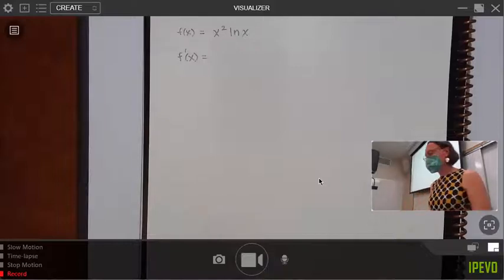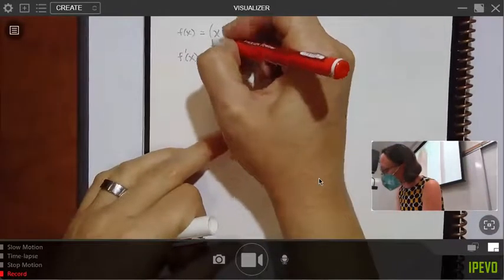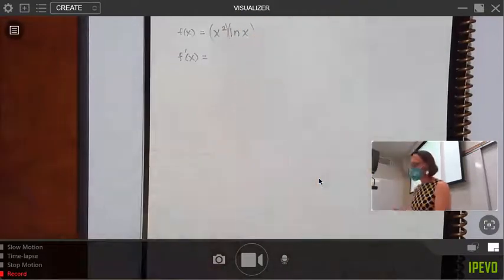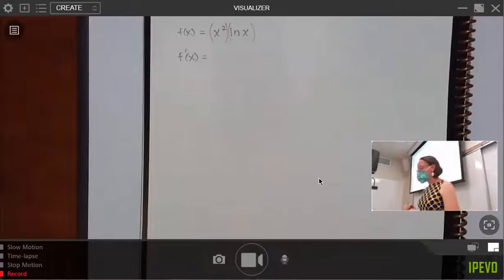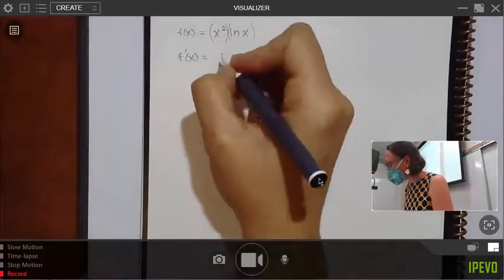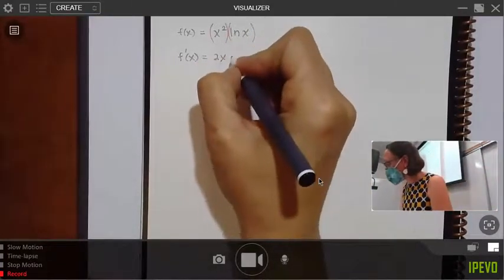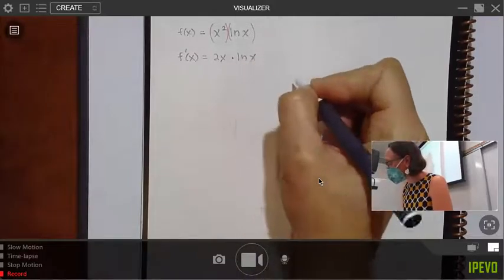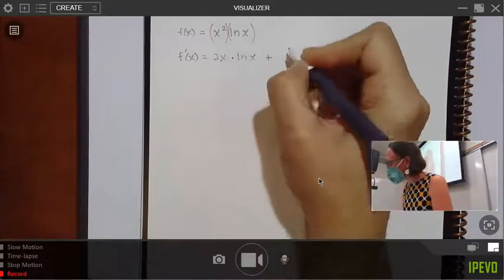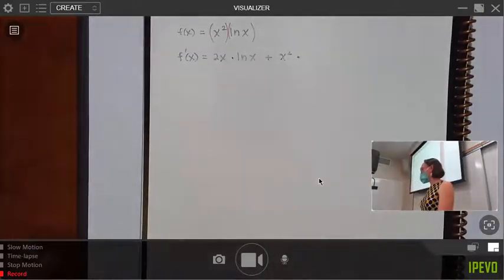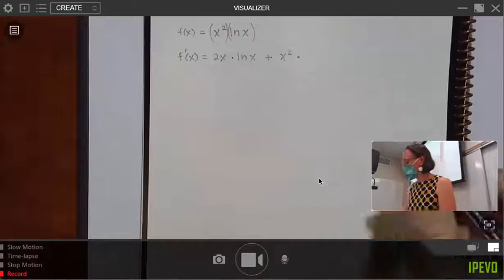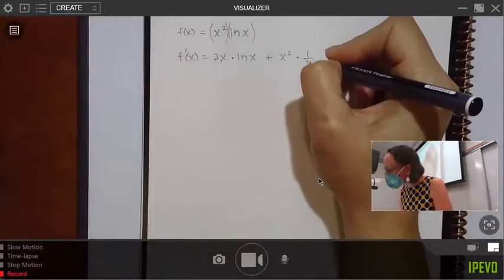As a product rule here, I can separate this as two pieces. I've got the x squared times natural log of x. So when I come in with a product rule, the derivative of x squared is 2x times, we'll leave the natural log of x alone, plus we'll leave the x squared alone and multiplied by the derivative of natural log of x. The derivative of natural log of x is 1 over x.